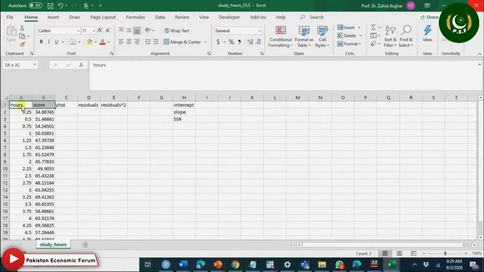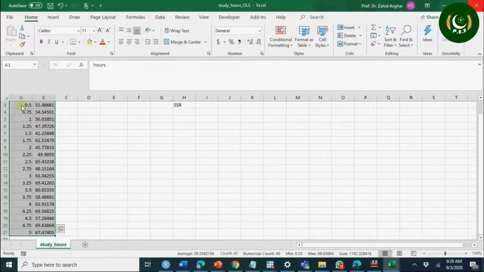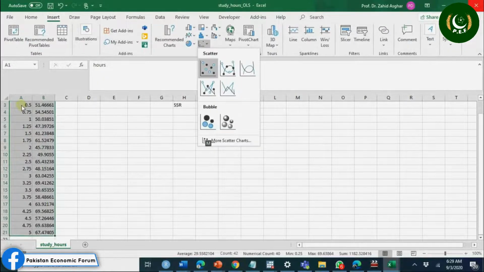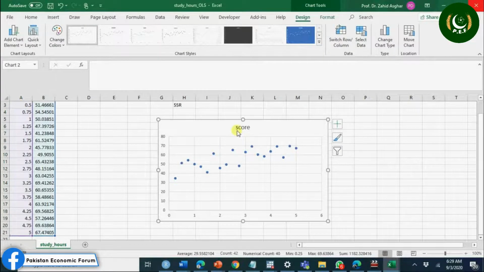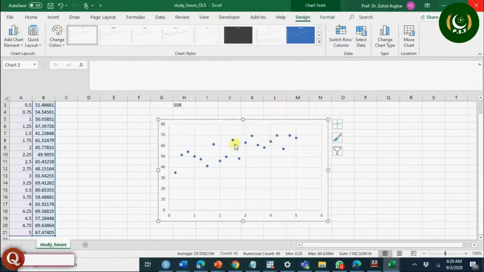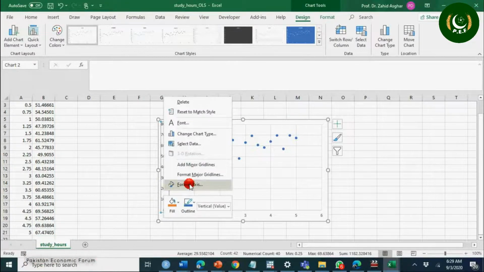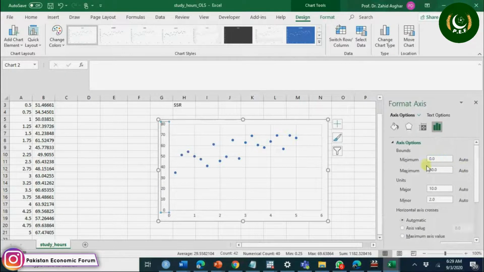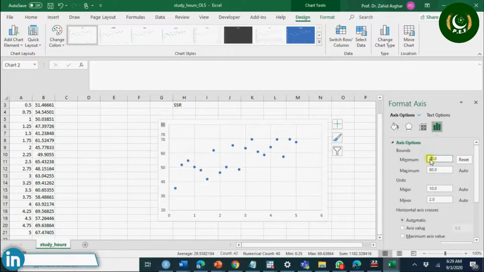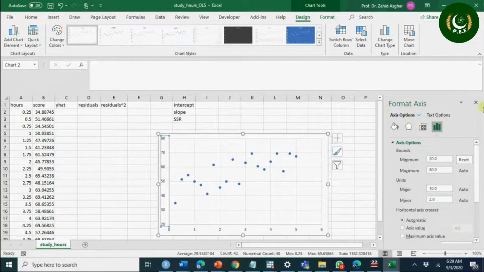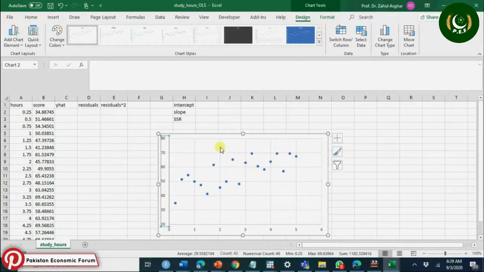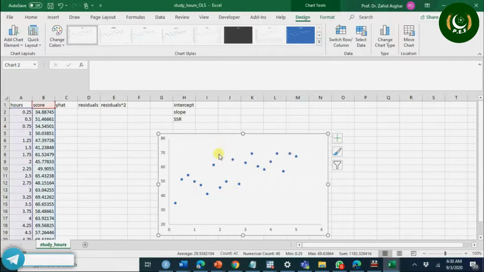Let's say we have hours of study and the score students get, and we get its scatter plot. Fine, we remove the title, we just make an adjustment in the axis instead of starting from 0, because the minimum score is 30, so it's okay. Now, we go with this. You can remove these grid lines if you like.